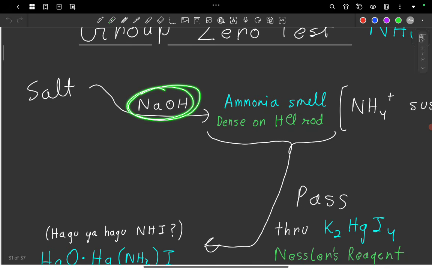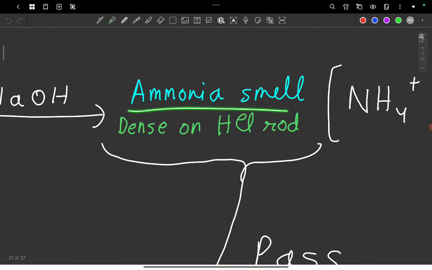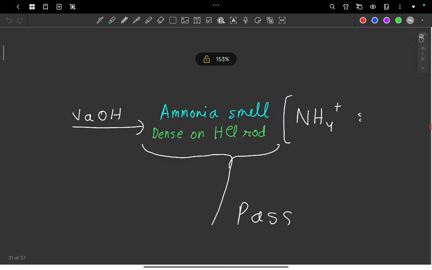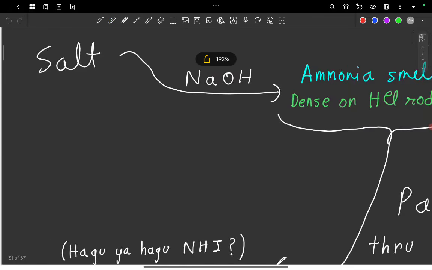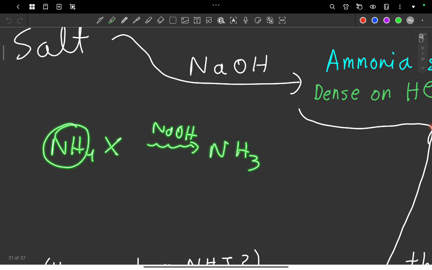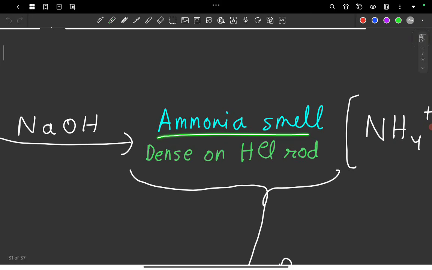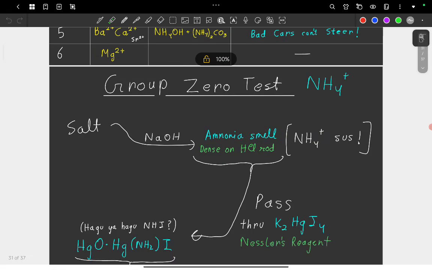Now you have to add sodium hydroxide to it, and if it releases an ammonia smell, which means that ammonia is liberated. Imagine that this is your salt which contains the ammonium ion, and it reacts with NaOH and ammonia gas is liberated. You can see how that happens. Of course, the ammonia smell will come.